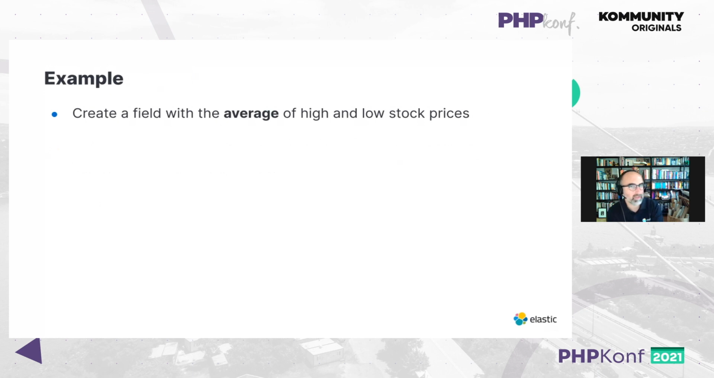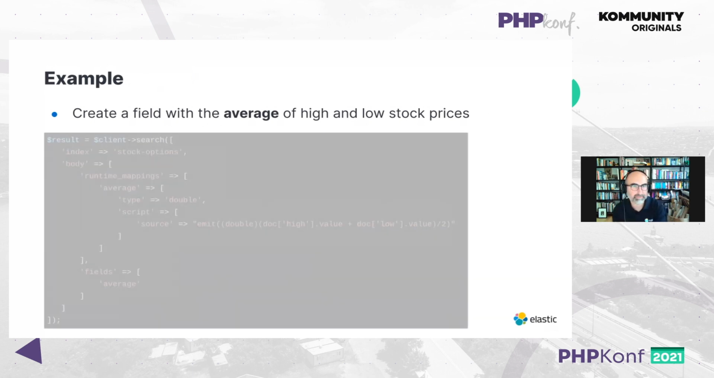Give you an idea. Imagine that we have the stock option database in Elasticsearch, the example that I mentioned earlier. Typically you have the high and low value in one day of transaction. And we want to create another field in the response that is the average of the high and the low stock option. The average is not present in the database. It's not a field in Elasticsearch. We want to create it on the fly when we query the database.